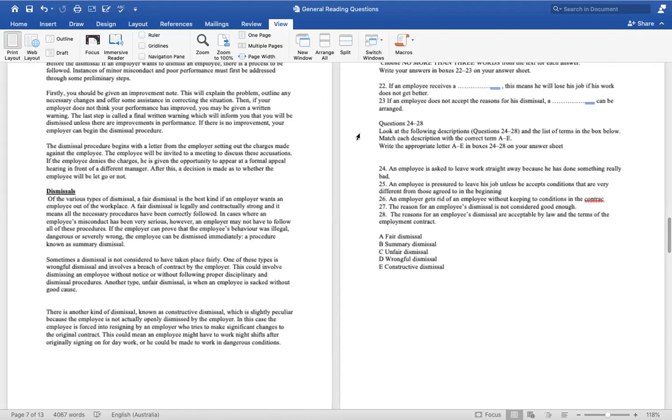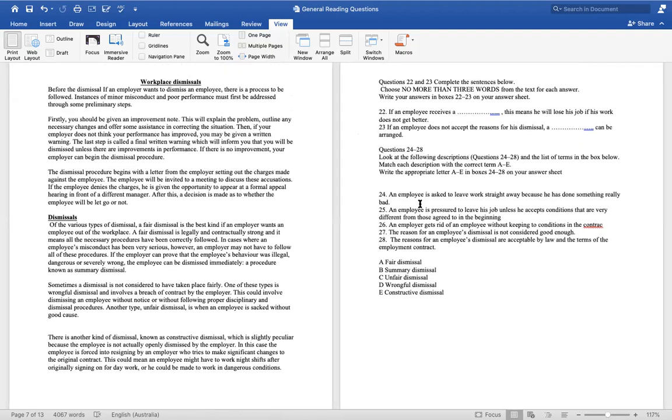These are the question passages, and this is your description. So you have to match the description to the question passages. The answer has to be from A to E.